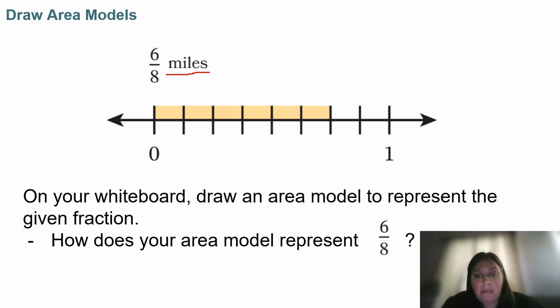So we have the number line. I would like you to talk to your partner about how does this number line show or represent 6/8 miles. Pause and turn and talk.